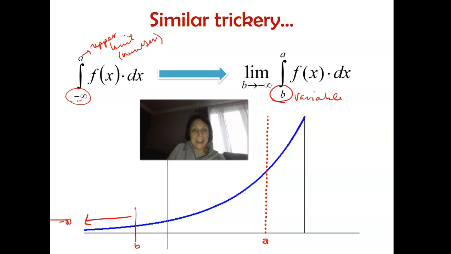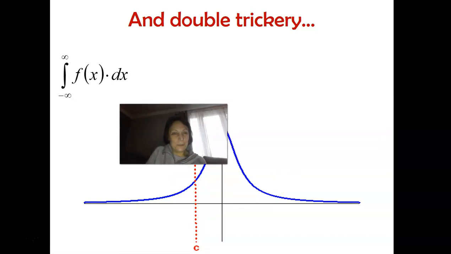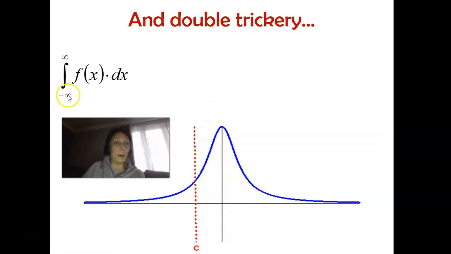Okay, now, I call this one double trickery. In the event that both of the ends are improper, it's actually not too bad. If both of the ends are improper, this is what I say.